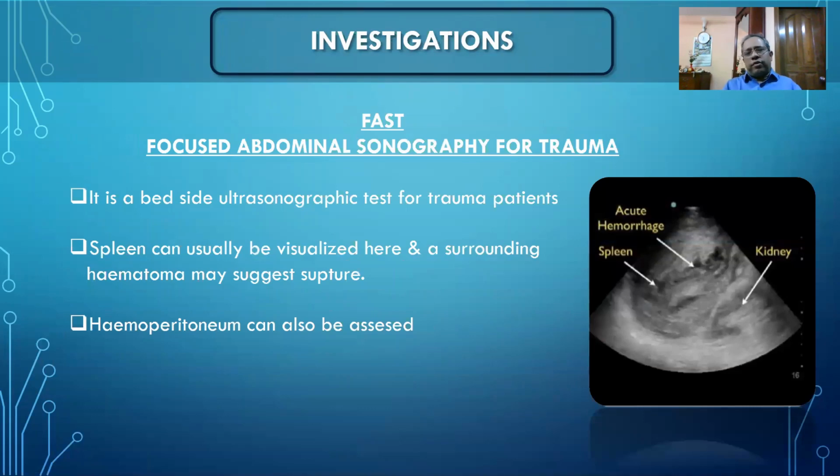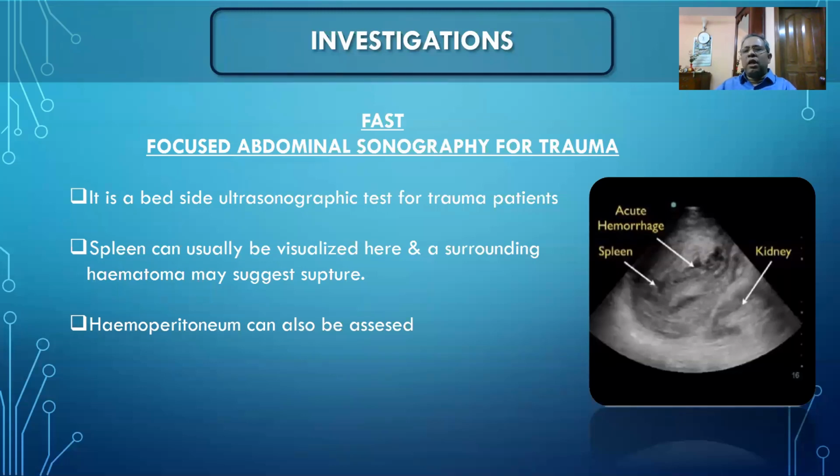What about the investigations? Previously, in the examination, when we asked the question, the answer was ultrasonography. But nowadays that terminology has changed to FAST, F-A-S-T. That means focused abdominal sonography for trauma. It is the main tool of investigation for diagnosis of splenic rupture. It is a bedside ultrasonography test for trauma patients.